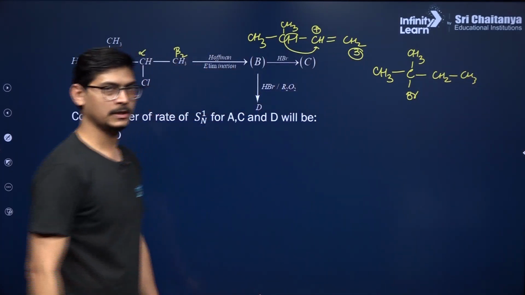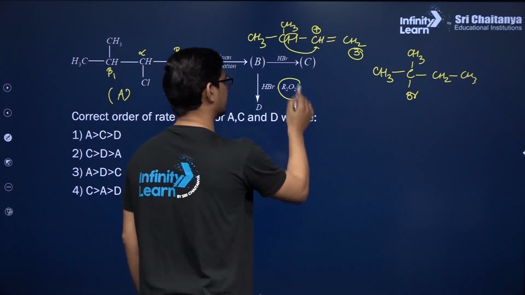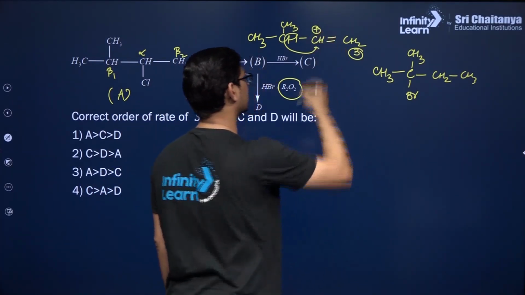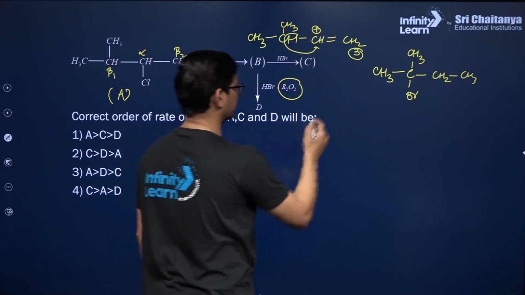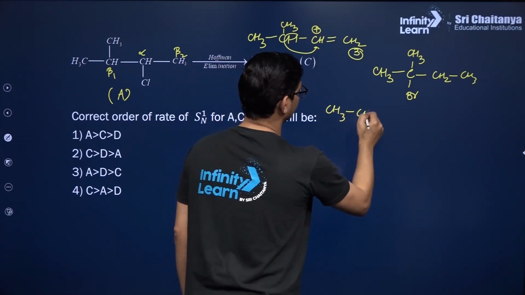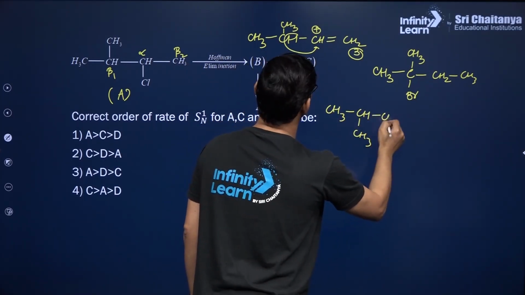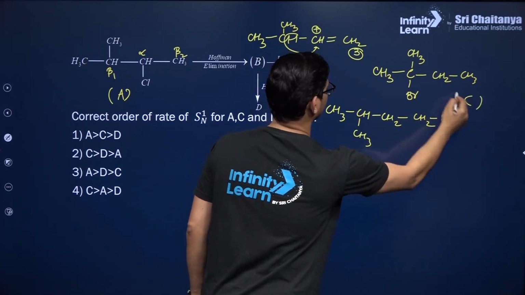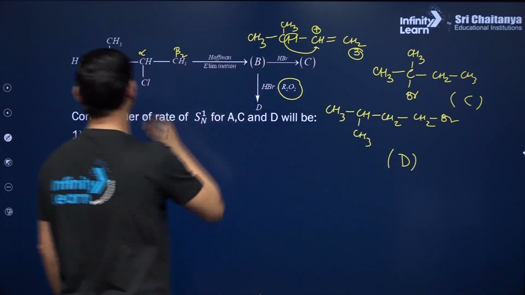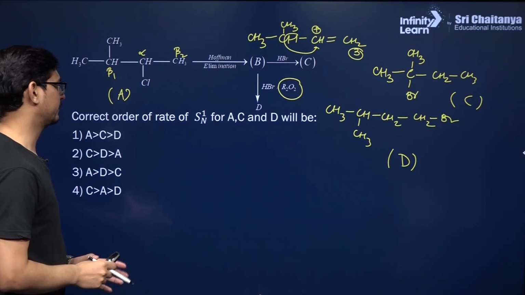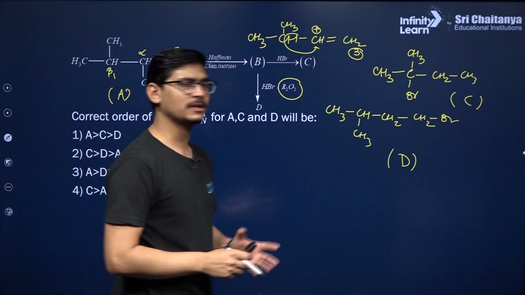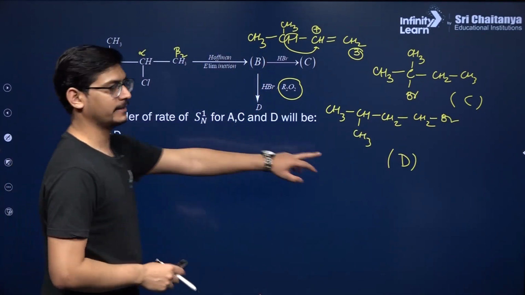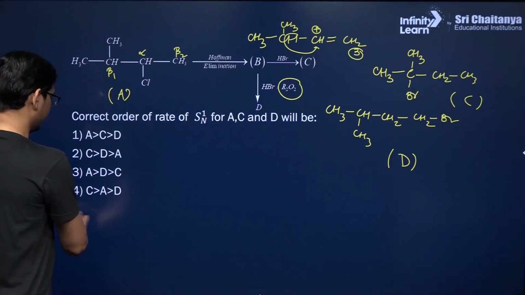Right? And then if HBr adds in the presence of peroxide, then we know it is an anti-Markovnikov addition. That is, hydrogen now adds to that carbon which has fewer hydrogen atoms already. So this is our C and this is our D and this is A. The question is, what is the correct order of reactivity towards SN1, which we know is proportional to carbocation stability. So of course C is going to be most reactive, then A and then D, right? So the correct order of reactivity will be CAD.